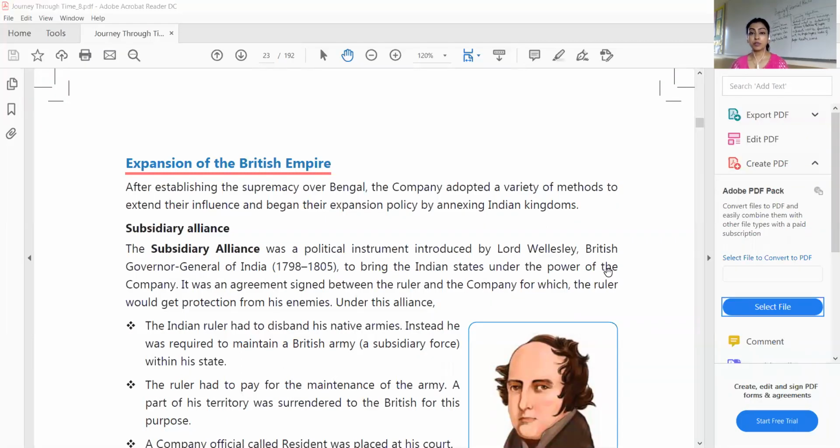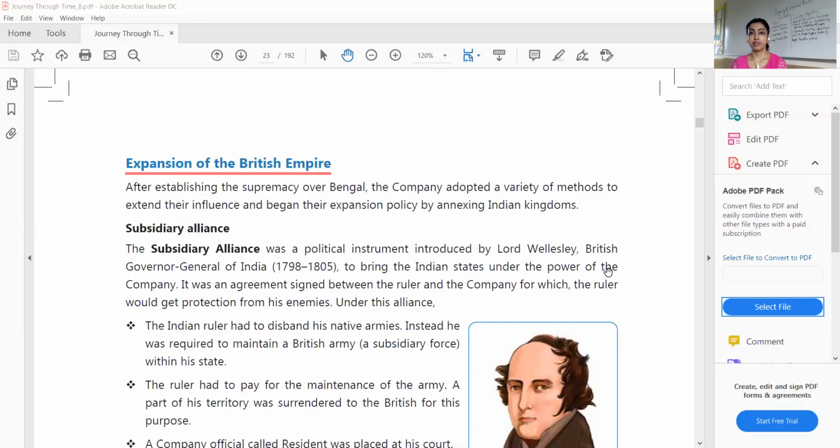The subsidiary alliance was a political instrument which was introduced by Lord Wellesley, and he was the British Governor General of India during the time 1798 to 1805. It was Lord Wellesley who introduced this method for expansion of British supremacy in other parts of the country, which was known as the subsidiary alliance. So between whom was this subsidiary alliance signed? It was signed between the English East India Company and the ruler.